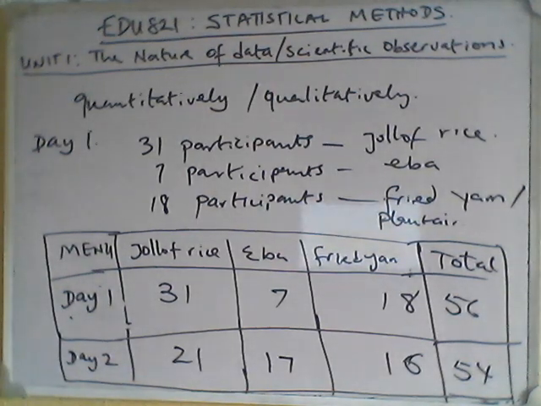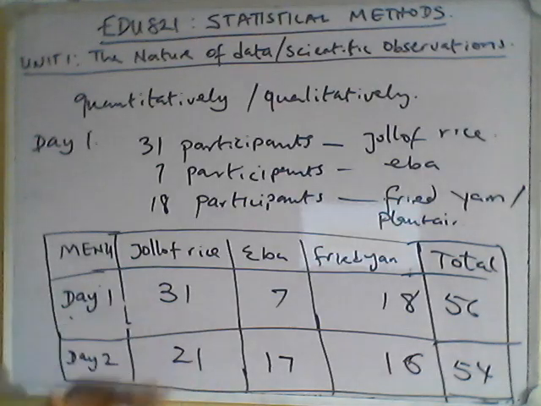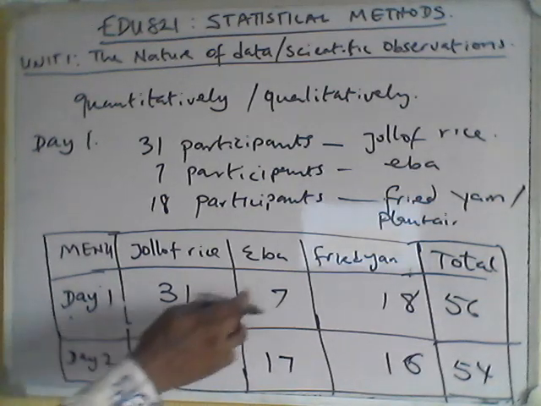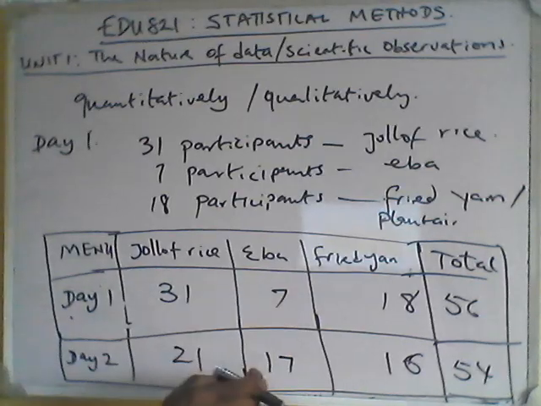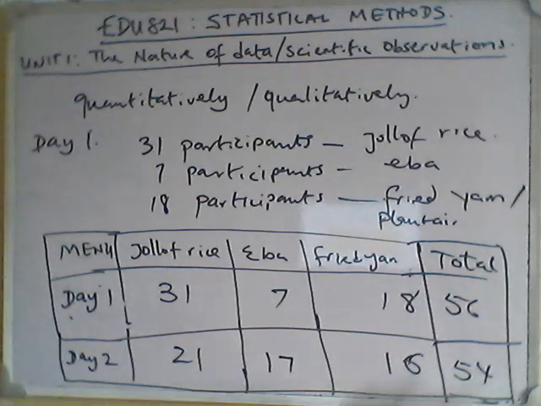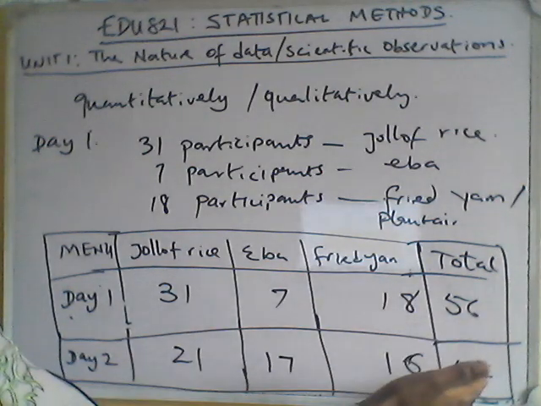So from here, if I'm a supervisor of that restaurant, I have the opportunity to have 2 sets of data for day 1 and day 2. I can see that jollof rice dropped from 31 to 21. I also see that eba increased from 7 to 17. Then this one also dropped from 18 to 16. Now the total number of people who ordered food dropped from 56 to 54.